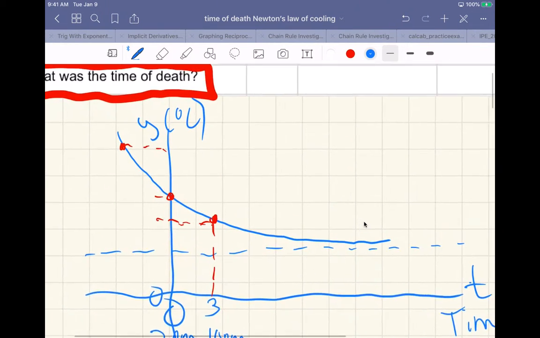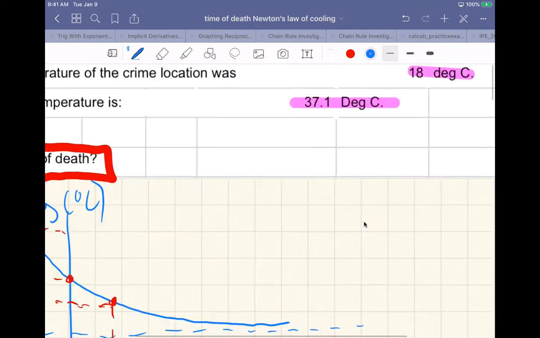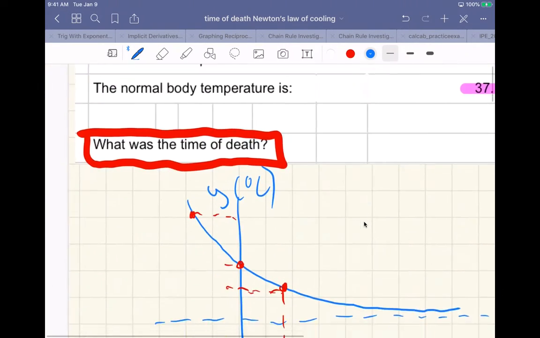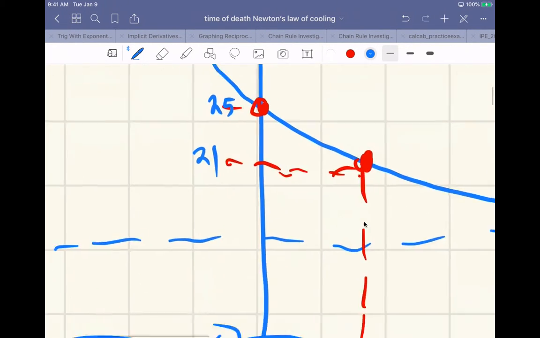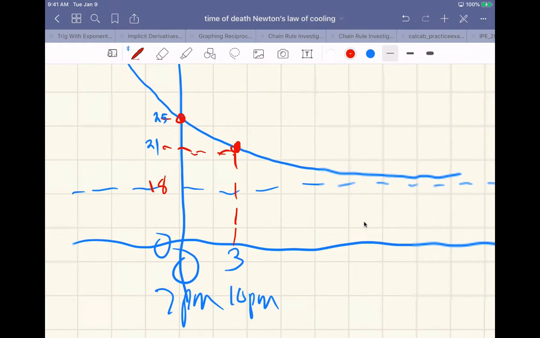Well, we know that the first temperature was 25 and the second one was 21. So 25 degrees, 21 degrees. The other thing we know is that the asymptote's going to be at 18 because that's the room temperature. So we have enough information there to figure out the equation of the curve.